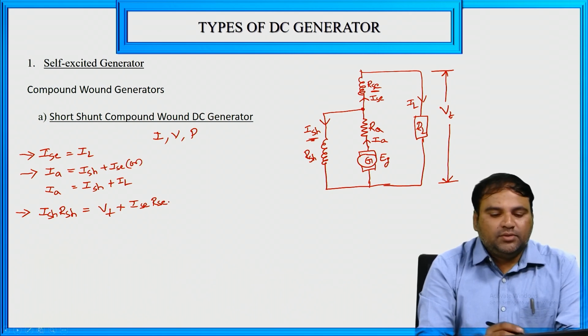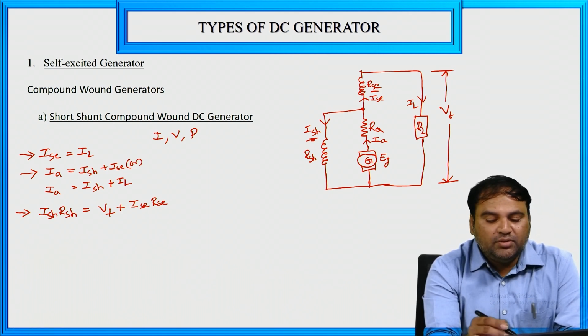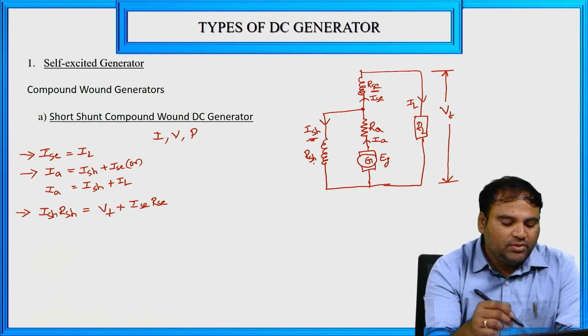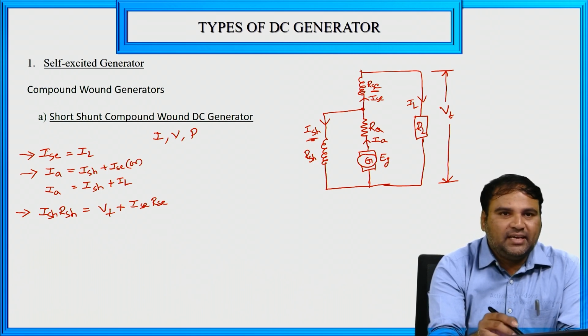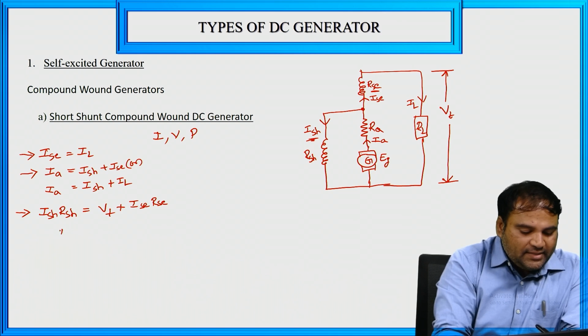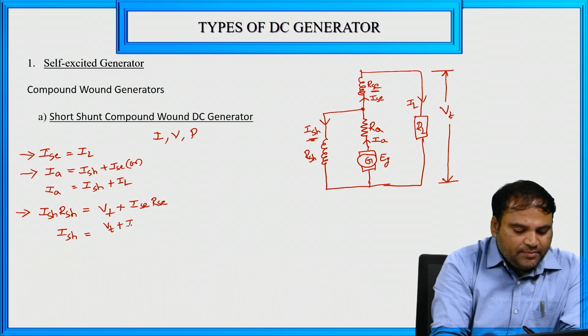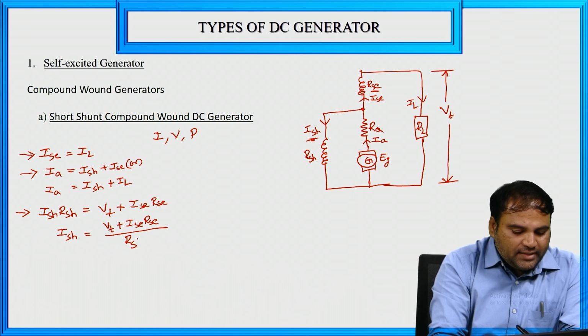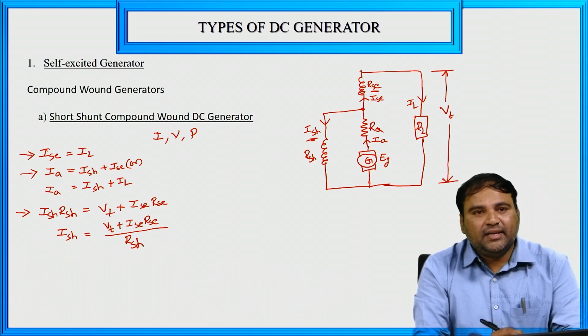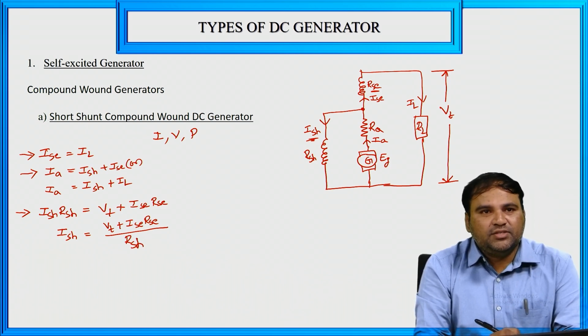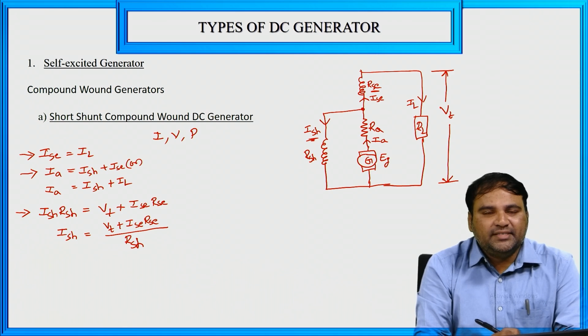Okay, so voltage in this branch is equal to, and voltage in this branch, that is ISH RSH, is equal to VT plus ISC RSC. Then ISH equal to VT plus ISC RSC divided by RSH. Here is another current relation of the given short shunt compound DC generator.